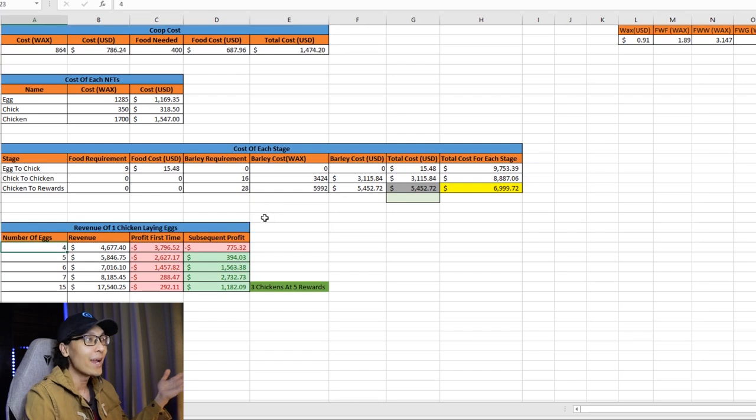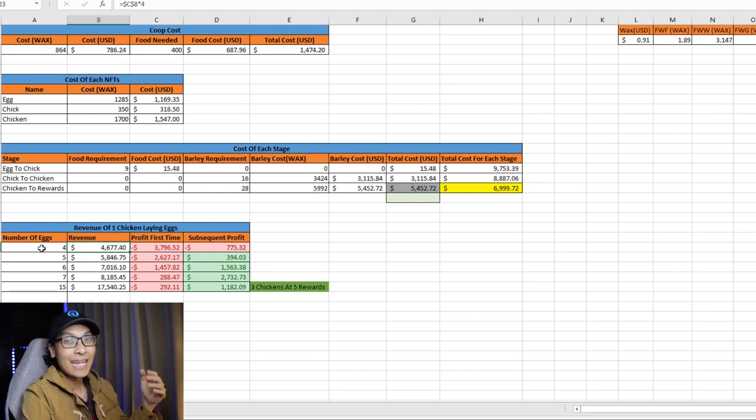And as you guys know, one egg can cost you about 1.169k, and you multiply it by 4, you get about 4.6k. However, that is only the revenue. You will still need to minus off your cost, and that will actually give us a negative 3.7k. And the subsequent profit, you will have about negative 775. However, the case of the chicken giving you the reward of 4 eggs is very, very rare.